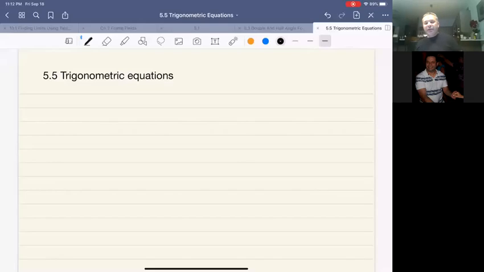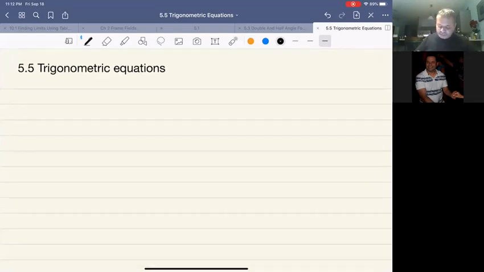All right, welcome. So we're going to look into 5.5. This is trigonometric equations. So we're just going to get straight into it. First problem, number 14, it says to solve, find all solutions to sine of x equals root 3 over 2.